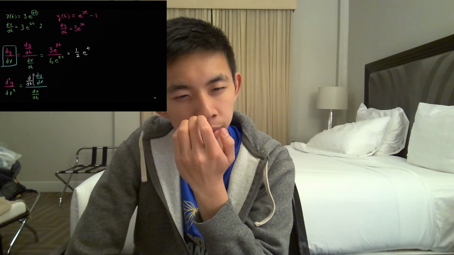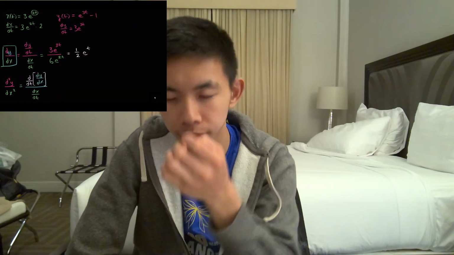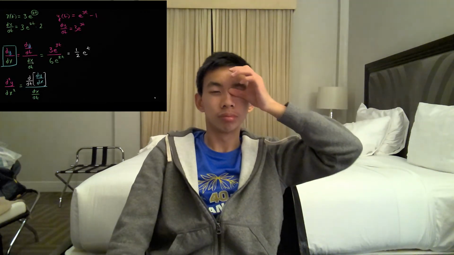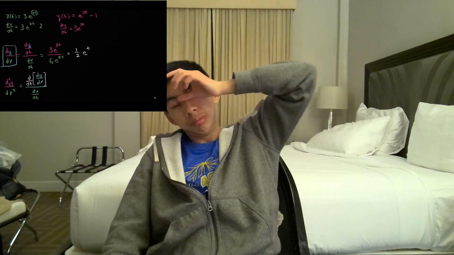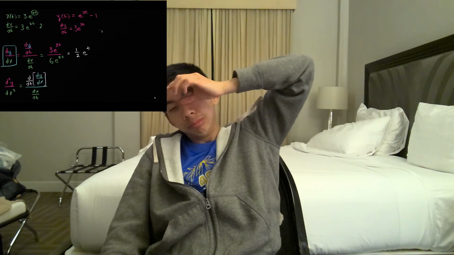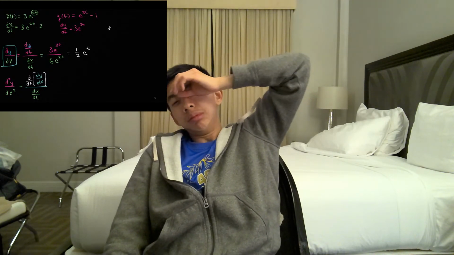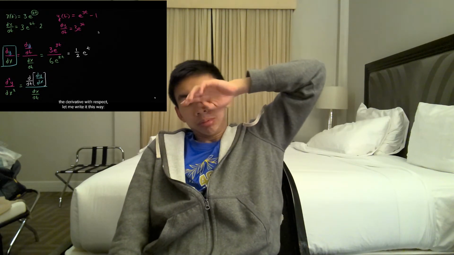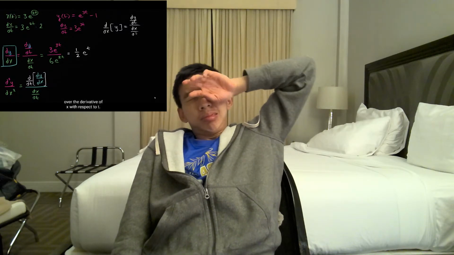Now if it doesn't jump out at you why this is the same thing that we did before, I encourage you to pause the video and think about it. Think about what we did over here the first time. When we wanted to find the derivative of y with respect to x, we found the derivative of y with respect to t, and then divided that by the derivative of x with respect to t. Here we want to find the second derivative of y with respect to x. Actually, let me just write it down out here a little bit clearer. When we wanted to find the derivative with respect to x of y, that was equal to the derivative of y with respect to t over the derivative of x with respect to t.